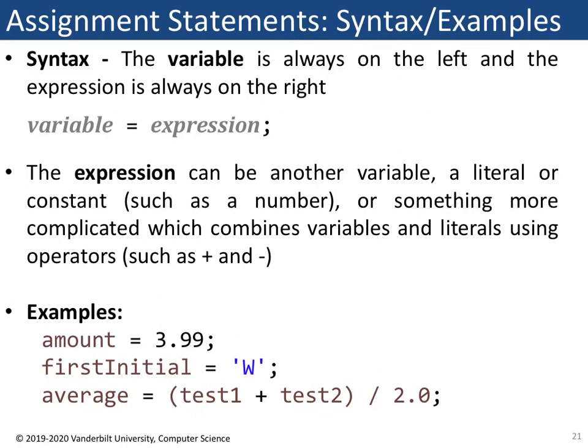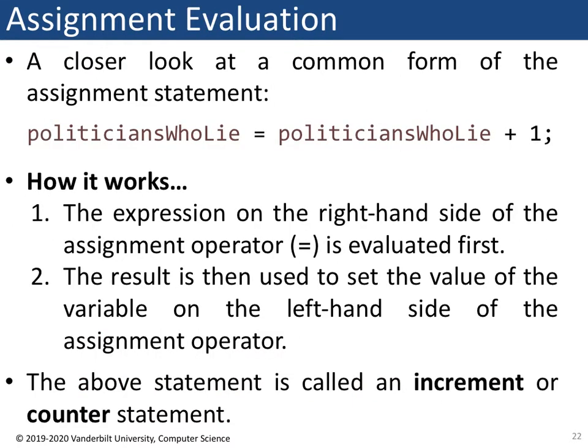So making it a little more clear exactly how an assignment evaluation occurs, in the example we have here, we have politicians who lie as a variable being assigned the value resulting from the expression politicians who lie plus 1. So the expression on the right hand side of the assignment operator is evaluated first. The result of the right hand side expression is then assigned to the variable politicians who lie.